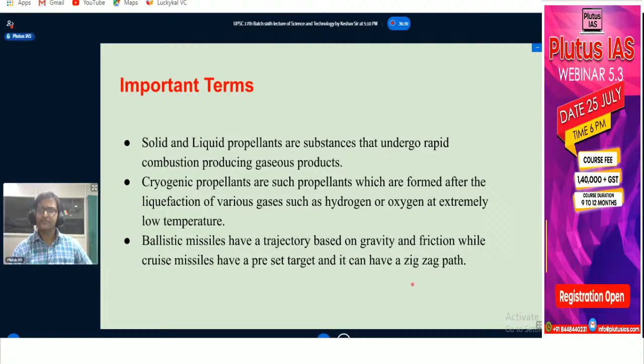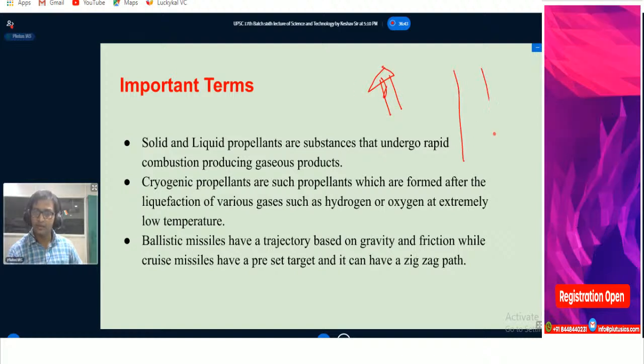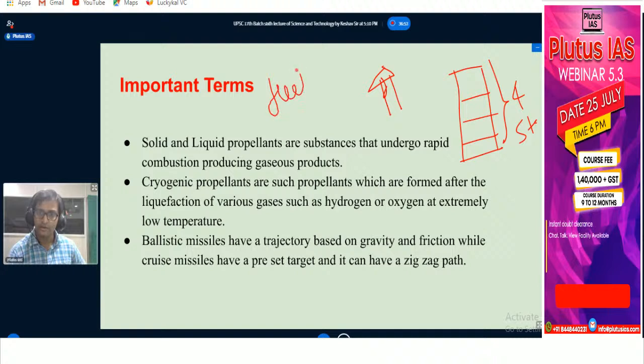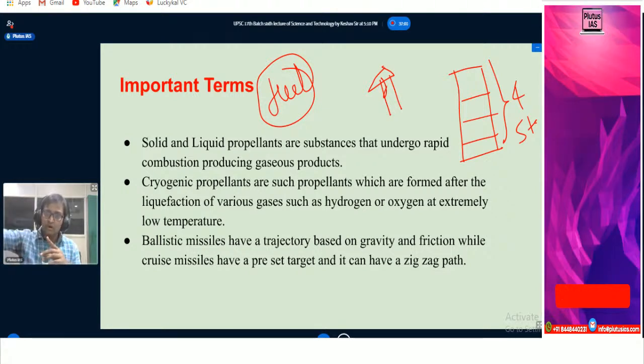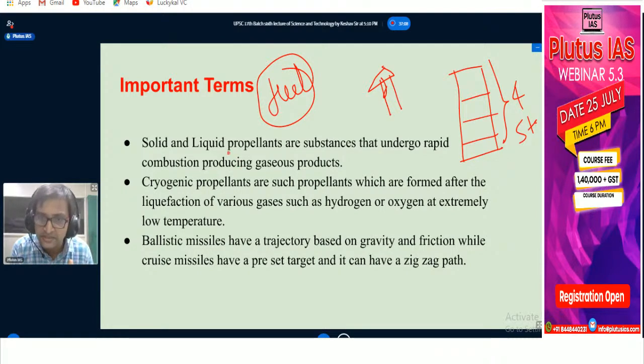Now important terms. Whenever we have to launch any rocket or any missile, it can have 4 stages. Means you have to provide fuel so that combustion in air can happen and it can go to whatever place you want. So there are generally 2 types of propellants. Propellants means you have to learn as fuel.